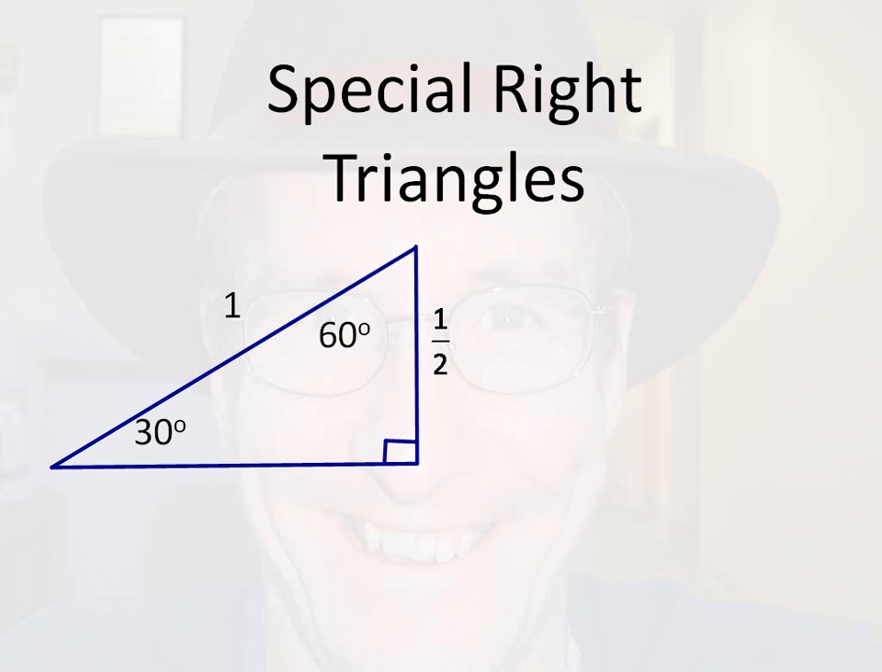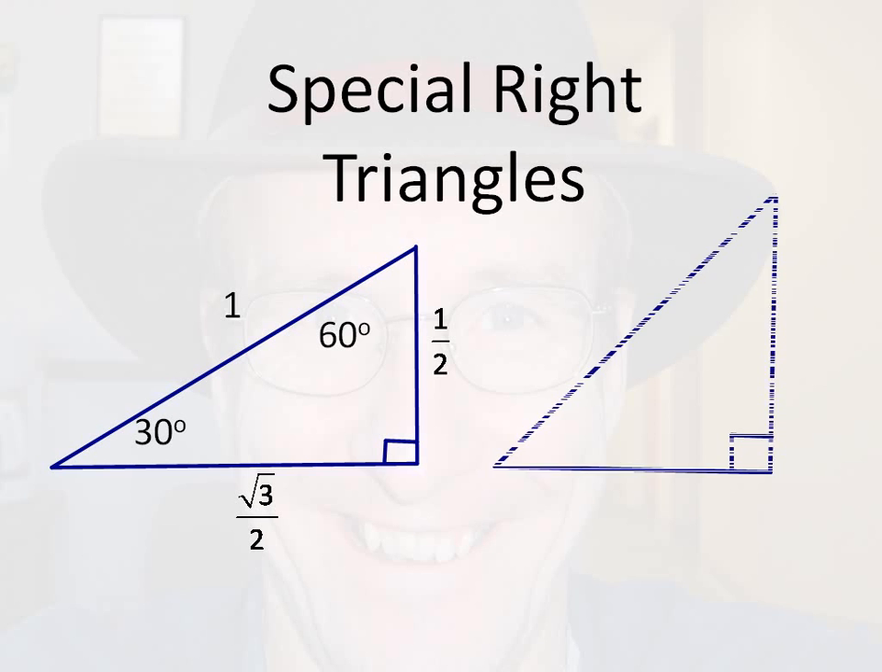Now, the side opposite the 60-degree angle is the square root of 3 over 2. It's 1/2 the hypotenuse times the square root of 3. So the side opposite the 60 degree is 1/2 the hypotenuse, in this case 1. So it's 1/2 of 1 times the square root of 3. So that's what we need to remember, because when we construct our unit circle, we're going to refer back to this.